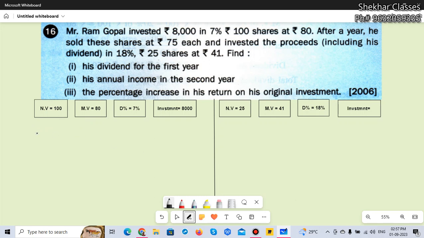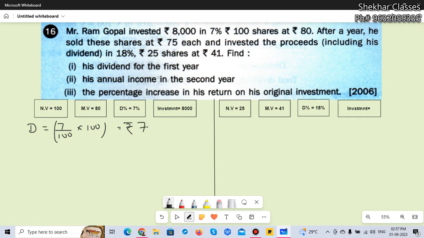So the dividend here, I'm just writing D, is equal to 7% of what? That is, how much is the nominal value? 100 rupees, right? So 100, and how many shares he bought? It's not mentioned how many shares he bought, so we have to multiply. First we will find the dividend from one share. This is the dividend for one share. How much will that be? That is equal to 7 rupees. The dividend is 7 rupees.